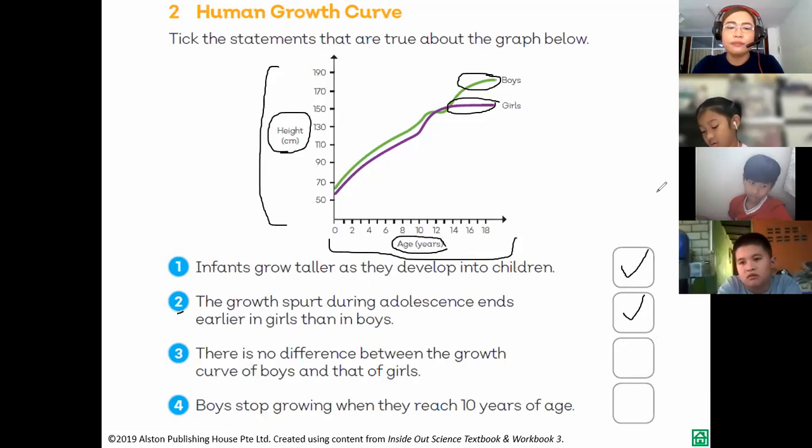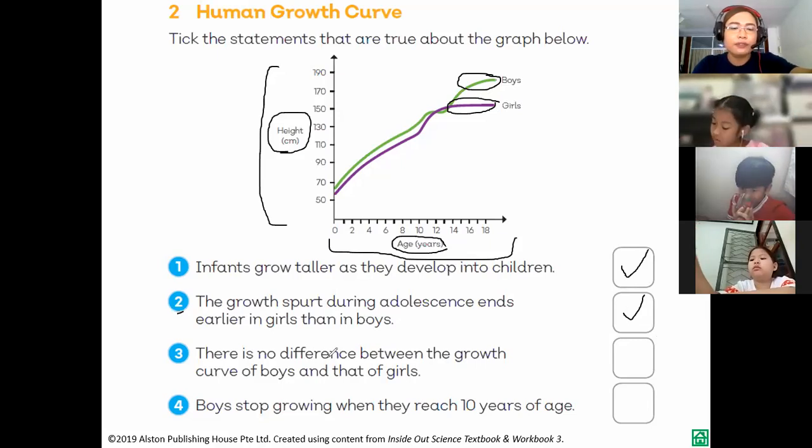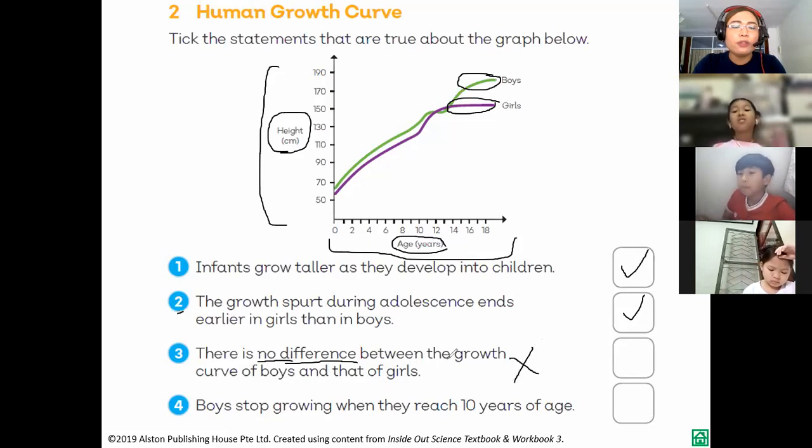There is no difference between the growth curve of boys and that of girls. Okay, so this statement is wrong. It's X, because there is a difference.